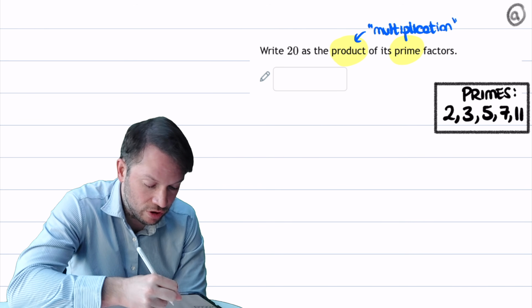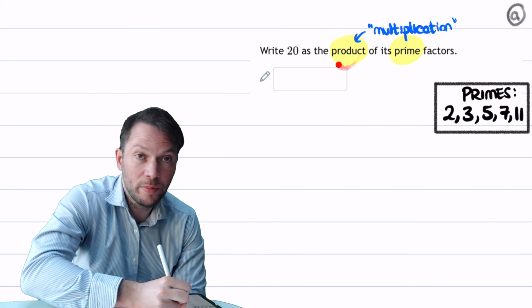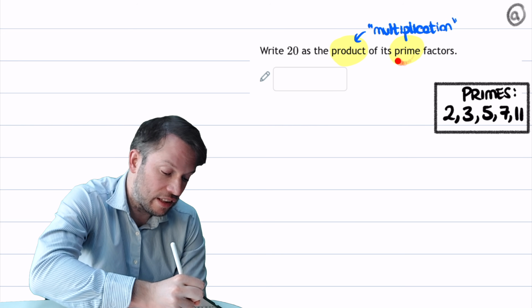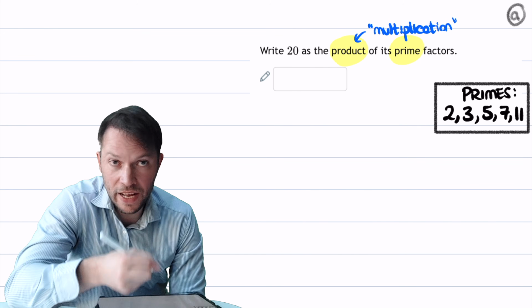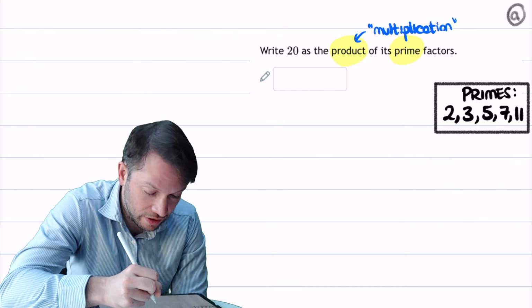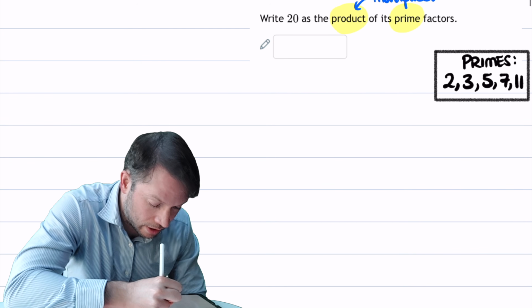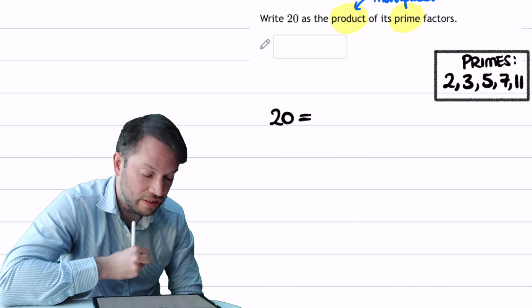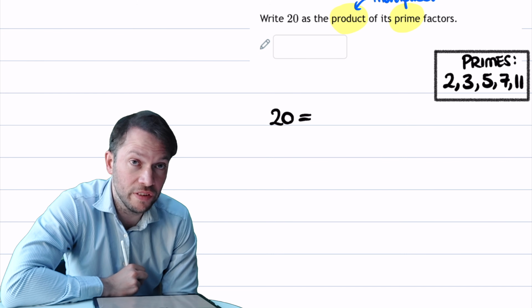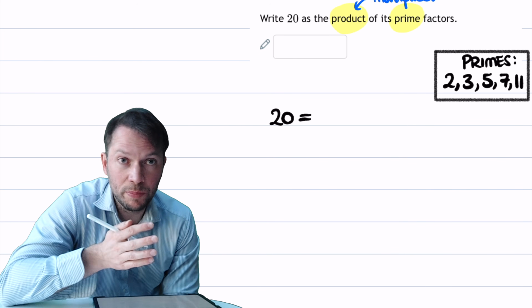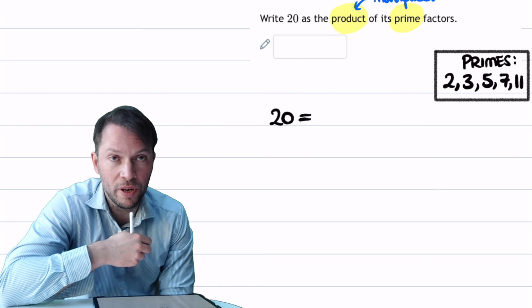So basically, we want to write 20 as a multiplication of its prime number factors. And remember, factors are just numbers that go into it. So how can we do that? Well, if we just write 20 equals first, we just need to think of two numbers that multiply to give 20. They don't need to be prime, just two numbers that multiply to give 20.